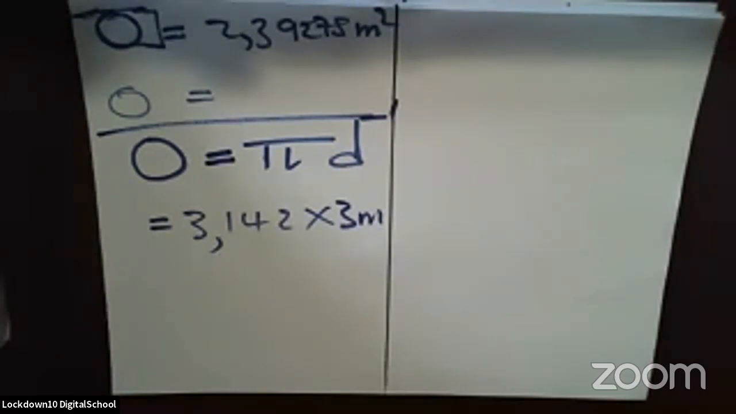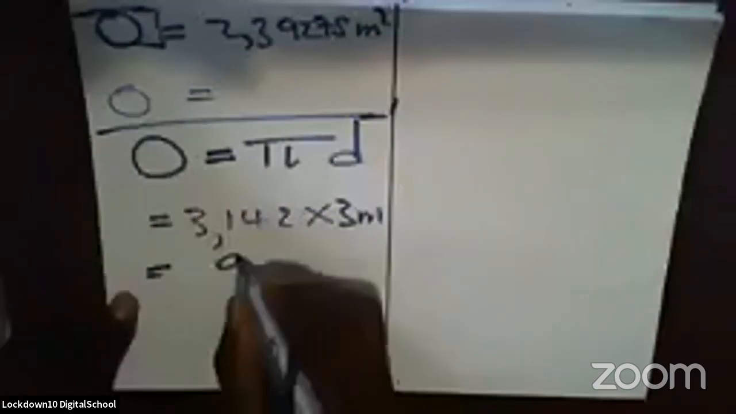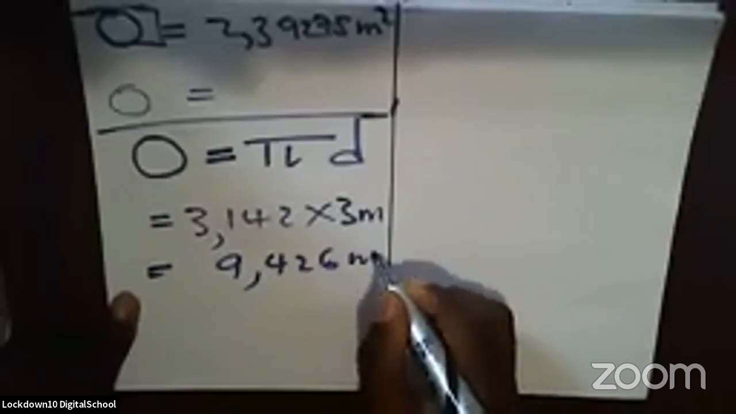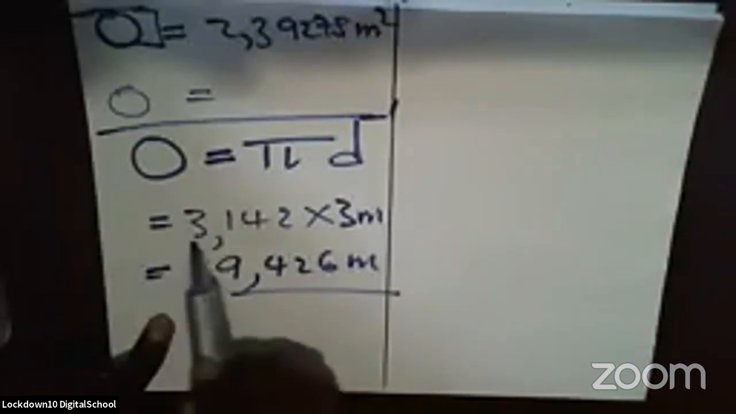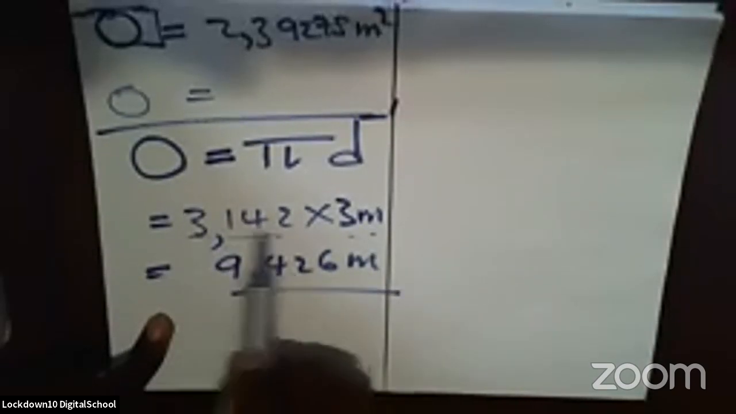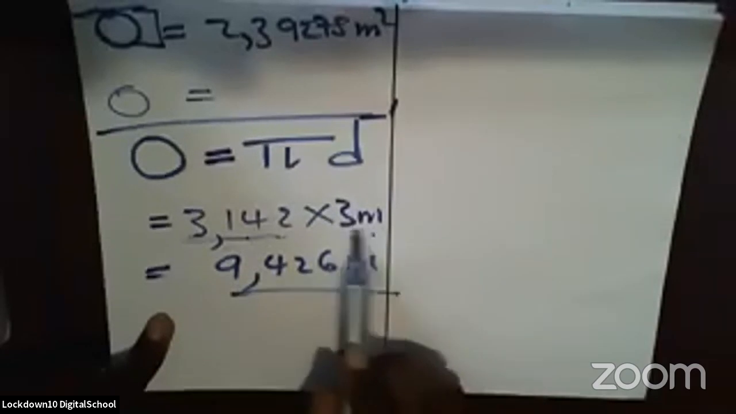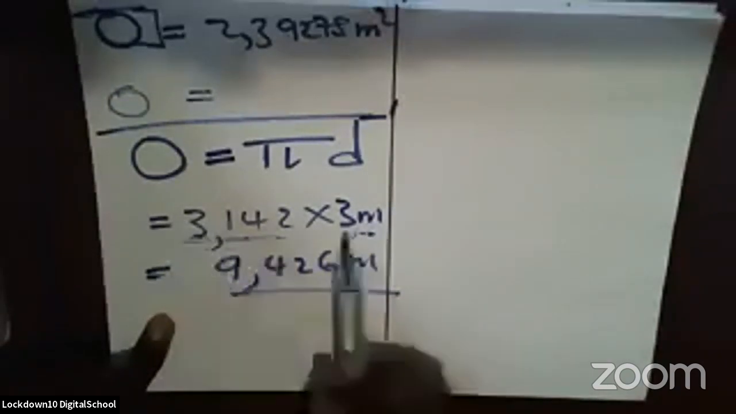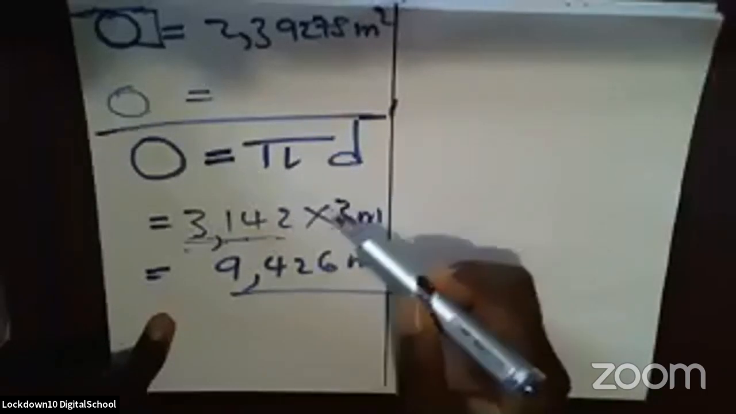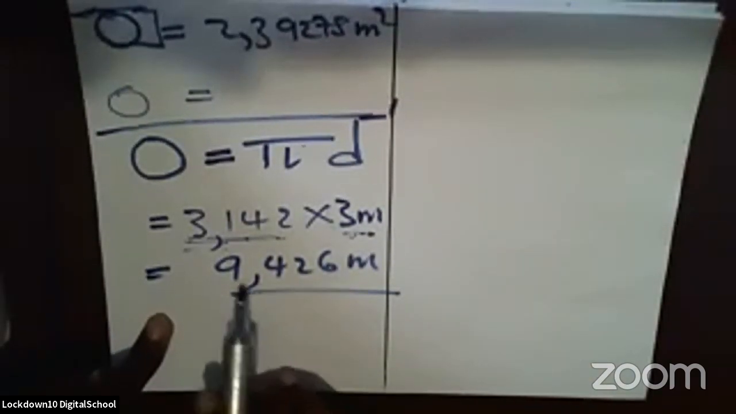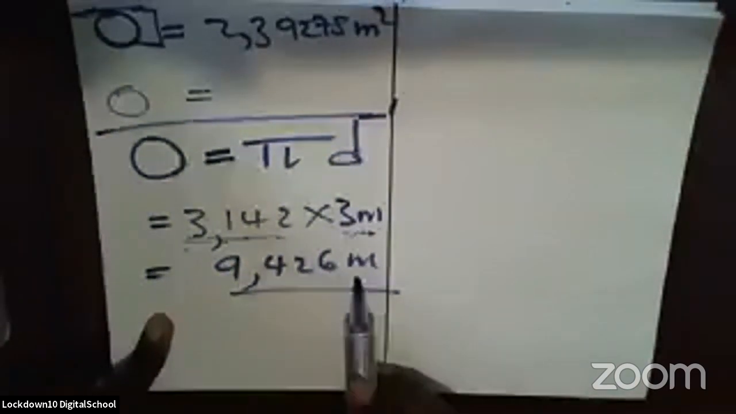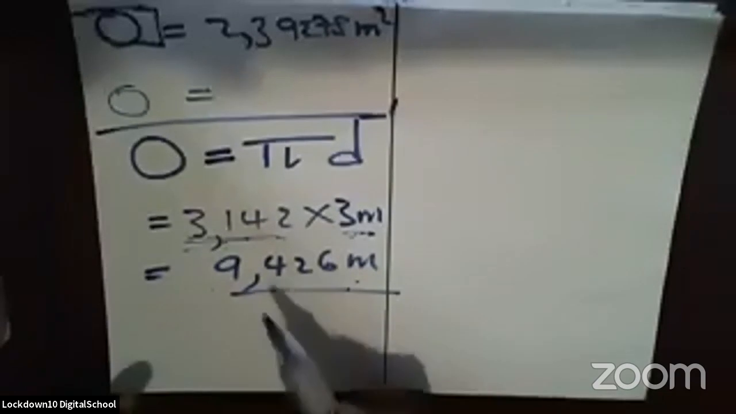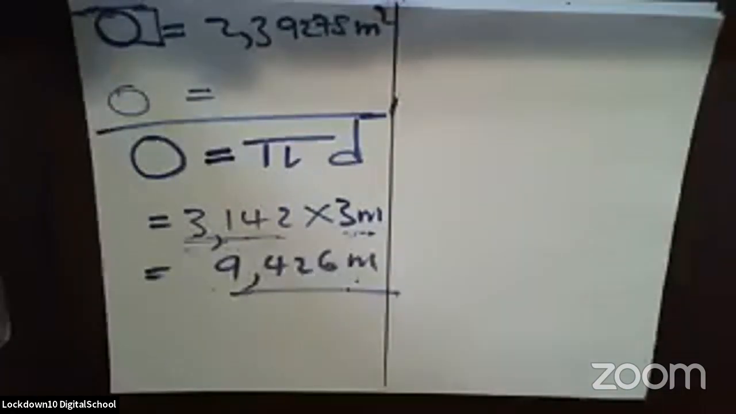Okay, so we are saying 3.142 multiplied by 3. This will give us what, guys? This is equal to 9.426 meters. As you can see, guys, the answer to this question is in meters, because this value does not have units. The only value that has units is this one. So the only part that is going to be affected is the number part, but the units will stay the same. So the value we are going to get is 9.426 meters. So 9.426 meters, this is the circumference of the circle.